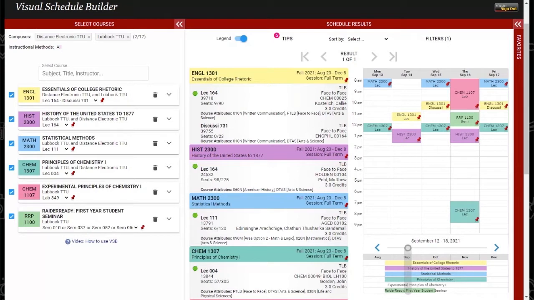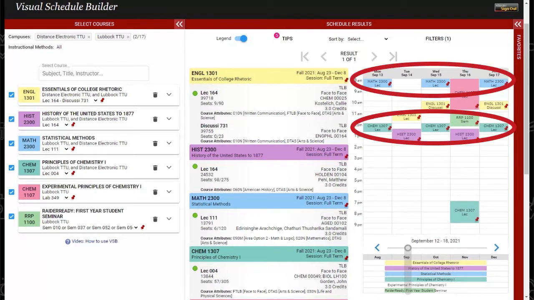In our example today, we'll be looking at a schedule plan that includes 3 core classes: English 1301, History 2300, Math 2300, and for our science prerequisite, we've chosen Chemistry 1307 and its lab section, Chemistry 1107. This plan is only an example, and you should build yours based on your pre-health pathway.